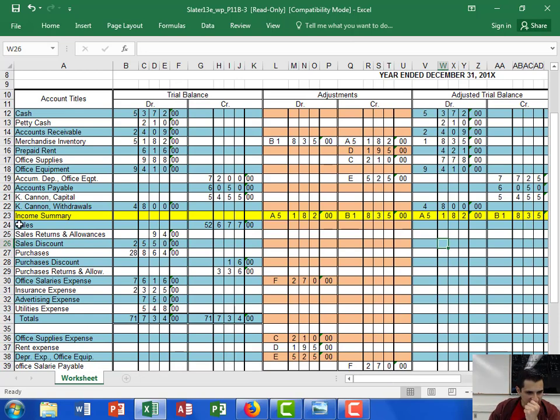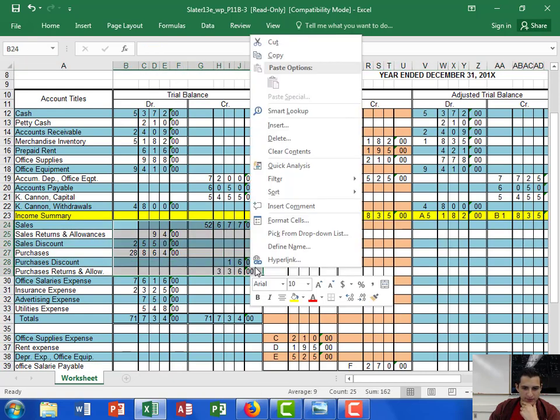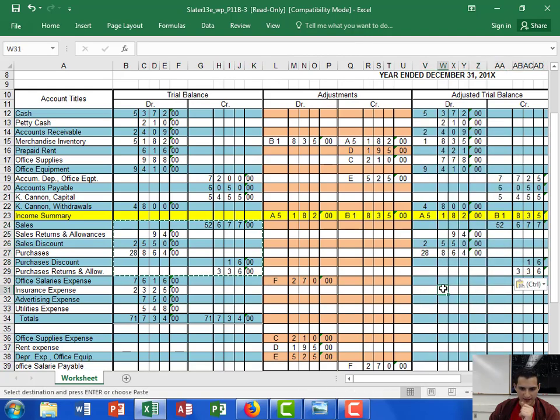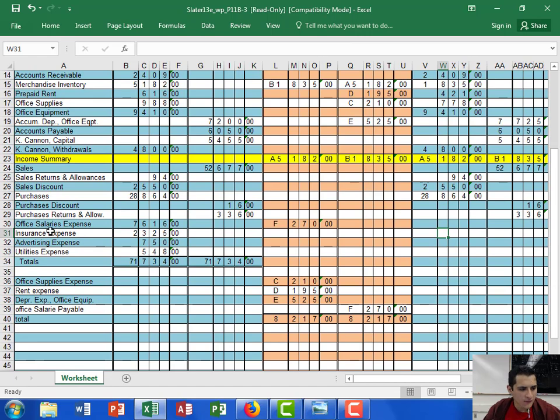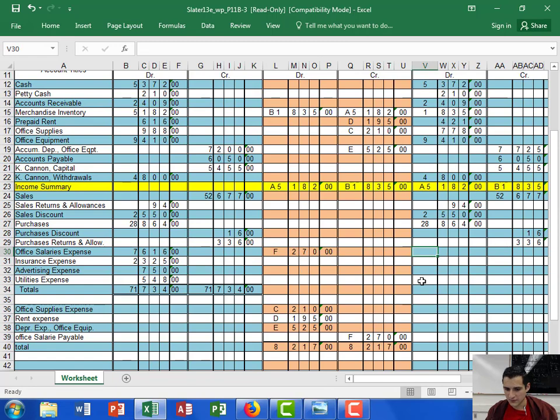Now, we don't have anything working. We didn't do anything from sales to purchase returns and allowances. So what we could do is we could just go ahead and copy these numbers right over and have that there. Now, for office salaries expense, we have a debit and a debit. So we're gonna add this number, $7,616, with $270. So that'll equal out to, I can't do math here, so please bear with me, $788.06.